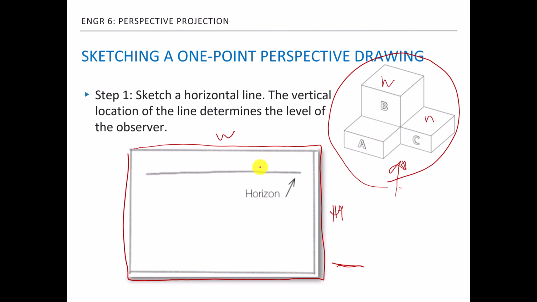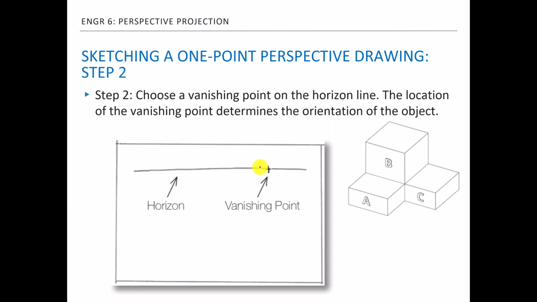You sketch the horizon line, and the next step is to pick your vanishing point. Like we saw earlier, the horizontal location of the vanishing point determines the orientation of the object. Your vanishing point has to be on the horizon line. We are sketching a 1-point perspective sketch here, and the vanishing point has to be on the horizon line. It could be there, it could be here, it could be anywhere on the horizon line.